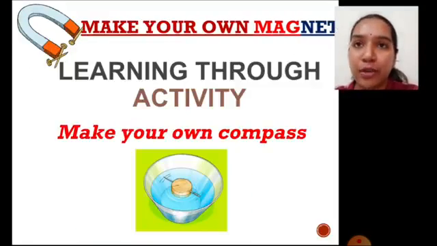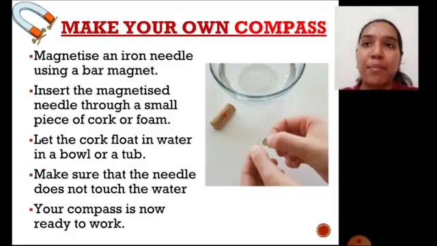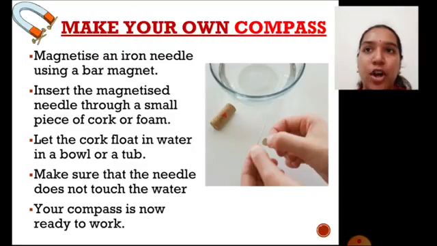We also learned how to make a compass on our own. We used a magnetized iron needle, inserted it in a cork or a thermocol, and let it float in a bowl or tub. We should place the cork with the needle in such a way that the needle does not touch the water in the bowl.